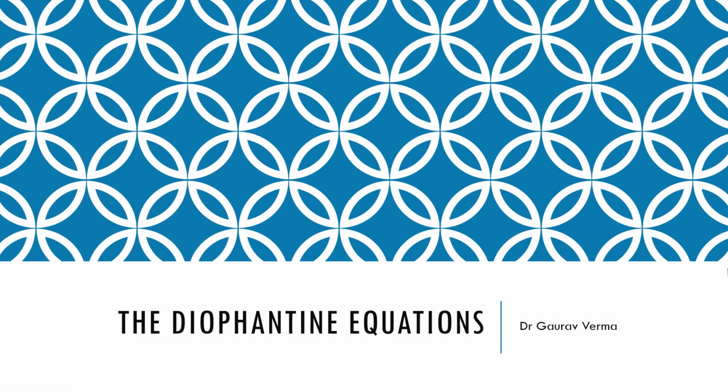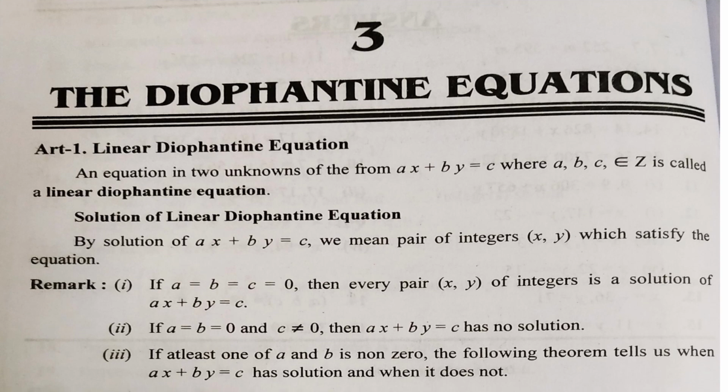In this lecture, we will study the Diophantine equations. First of all, the definition. What is a linear Diophantine equation? An equation in two unknowns of the form ax plus by plus c, where a, b, c are integers, is called a linear Diophantine equation.